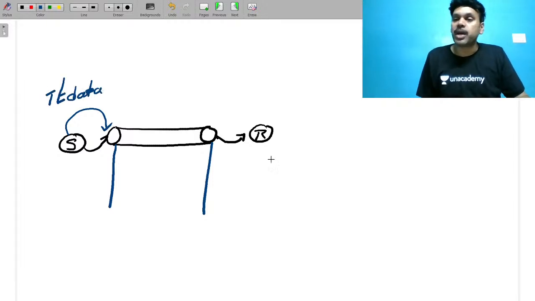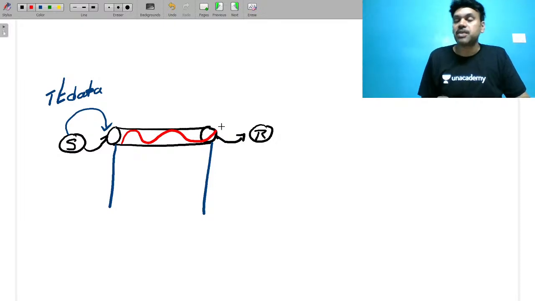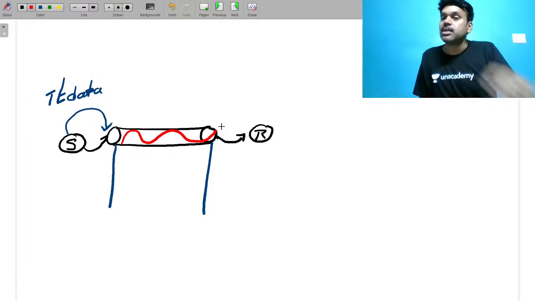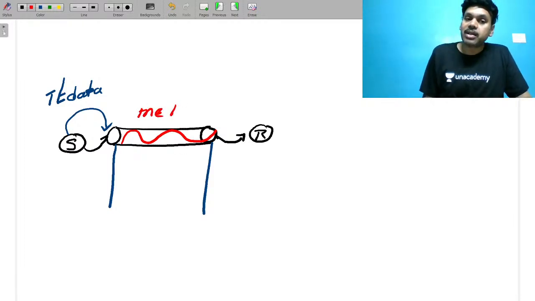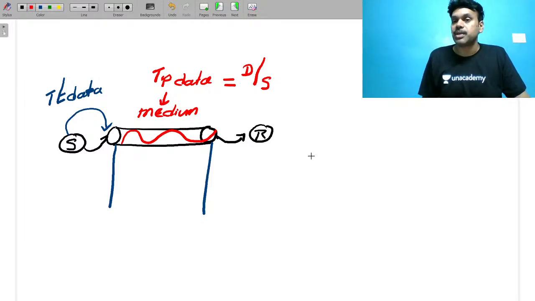First, let me speak about a few parameters. Whenever this data is placed onto your medium, your message takes some time to make a physical journey from one end of the medium to the other end. The last bit in your message has to reach the other side. This kind of delay is the propagation time, TP for data, which mainly depends on how much distance you are covering and what kind of medium you are using.